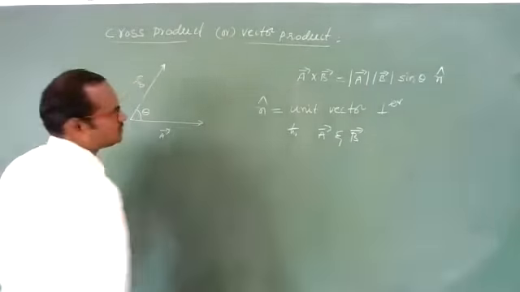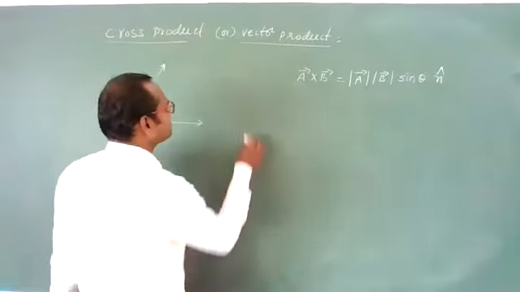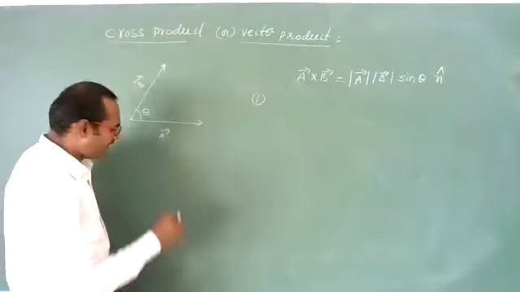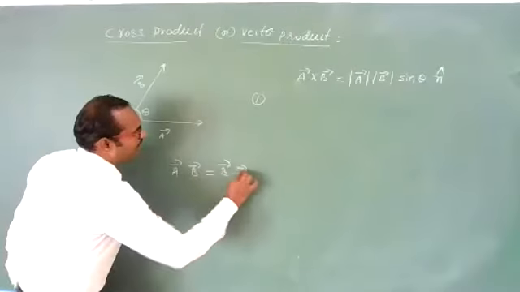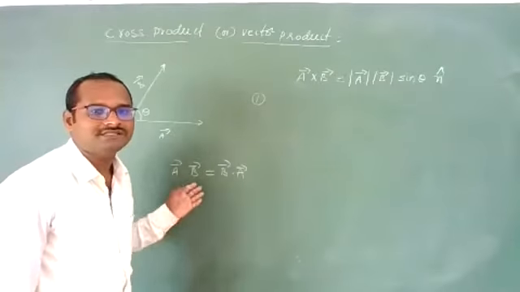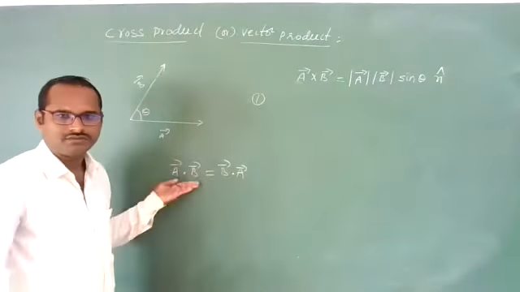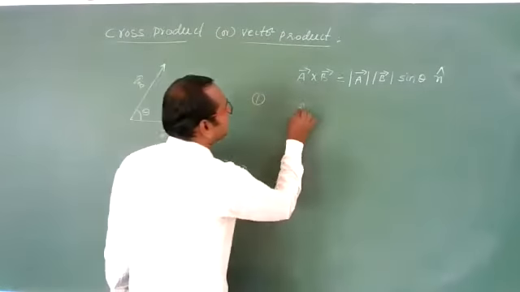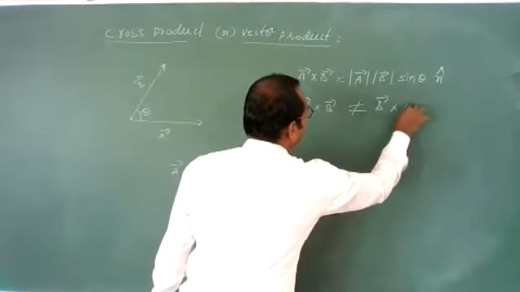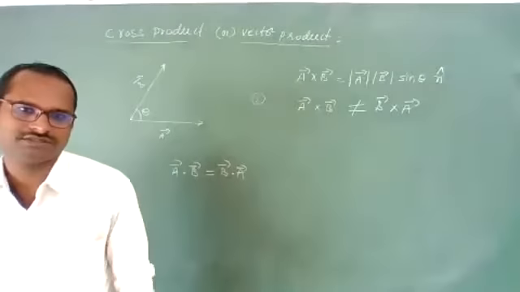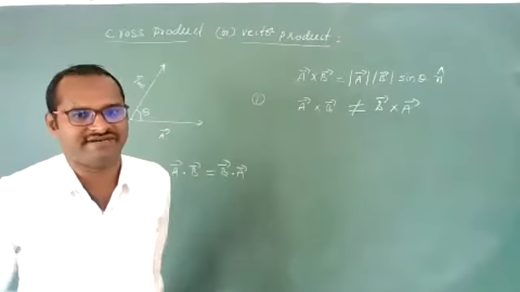Now, students, what are the properties of the cross product? First property. See, students, in the dot product, I told you A bar dot B bar can be written as B bar dot A bar. The dot product obeys the commutative law. But you can't write A bar cross B bar equal to B bar cross A bar. They cannot be equal. Remember this. Magnitude wise they will be equal, but direction will be different.